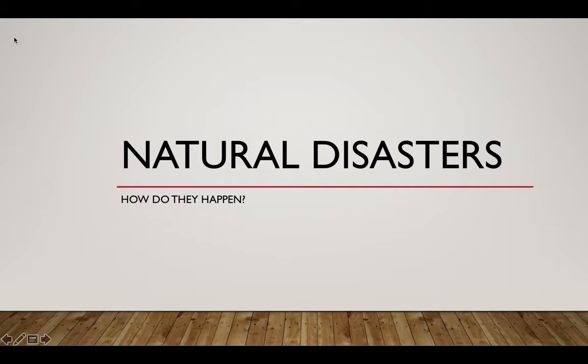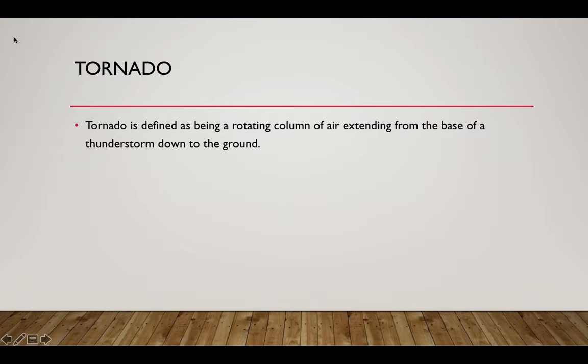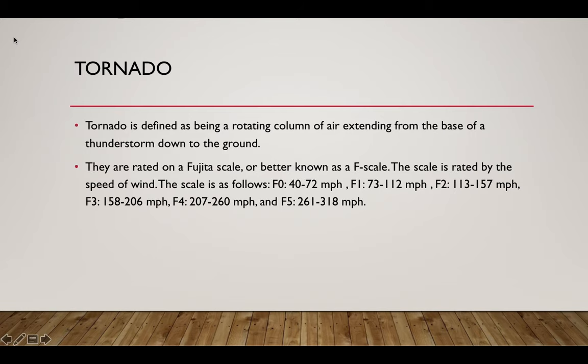Natural disasters. How do they happen? A tornado. A tornado is defined as being a rotating column of air extending from the base of a thunderstorm down to the ground. They are rated on a Fujita scale, or better known as an F scale. The scale is rated by the speed of wind.